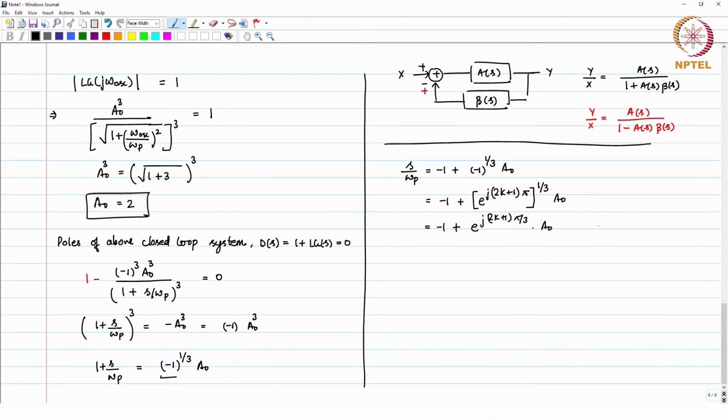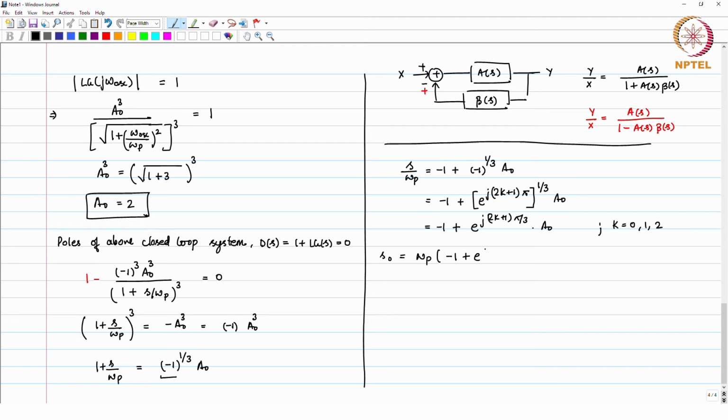Here for the roots, k equal to 0, 1 and 2. Okay. So, what roots we are going to have? Let me just write it, S0 is equal to omega p times minus 1. I will substitute k equal to 0.